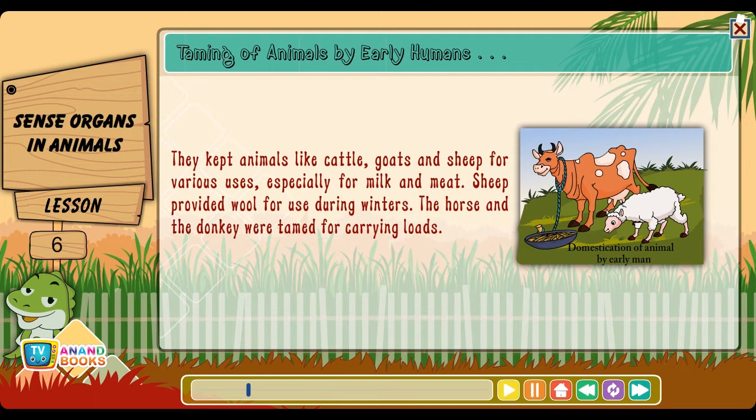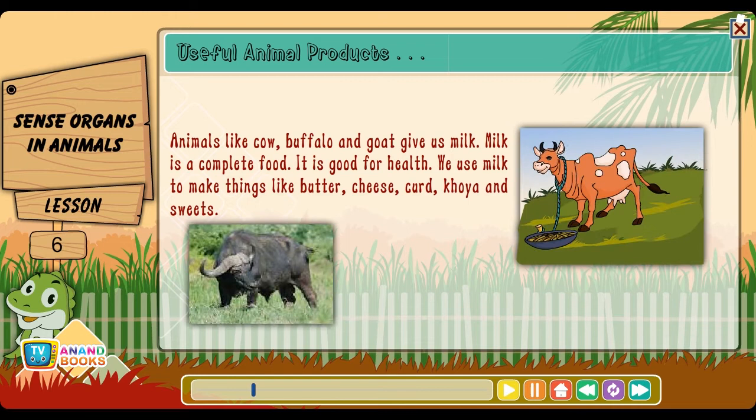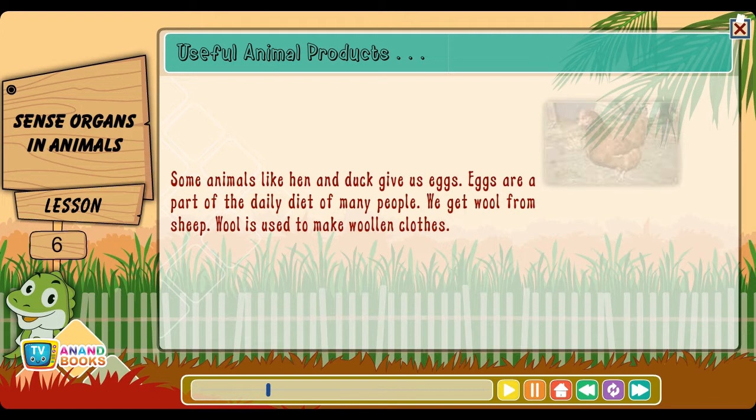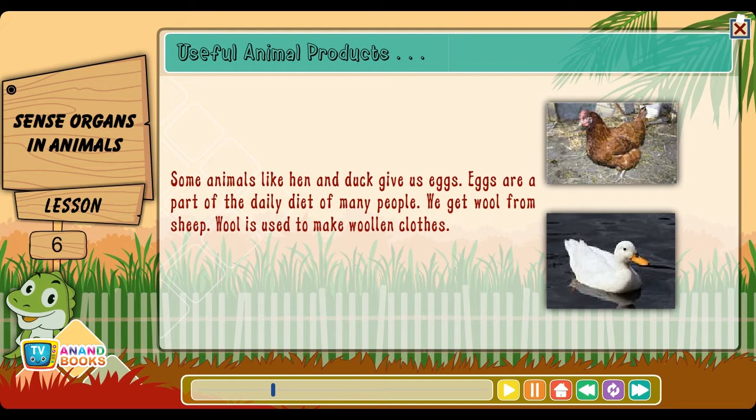Useful animal products. Animals like cow, buffalo and goat give us milk. Milk is a complete food. It is good for health. We use milk to make things like butter, cheese, curd, khoya and sweets. Some animals like hen and duck give us eggs. Eggs are a part of the daily diet of many people.